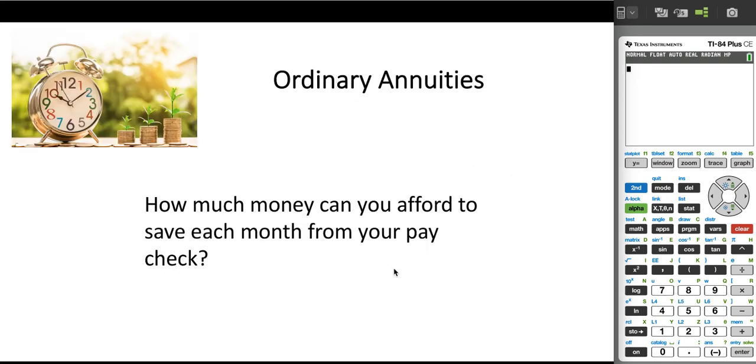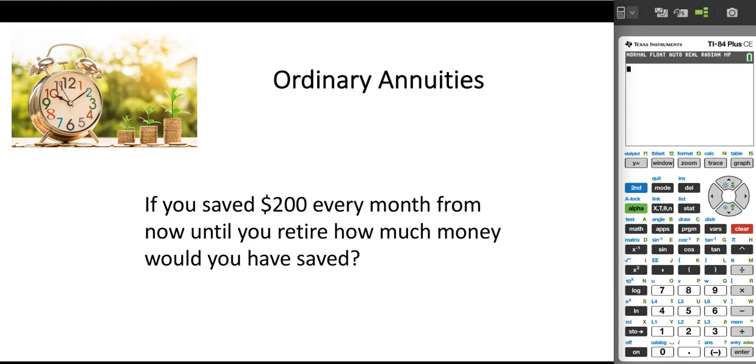I really want this to resonate with you and I want this to make sense to you. So think about how much money you could afford to save each month from your paycheck. If you were going to scrimp a little bit, cut back on going to restaurants or those fancy new shoes, about how much money could you afford to save each month? Is it $100? Maybe $200? Maybe $500? Let's say you save $200 every month from now until you retire.